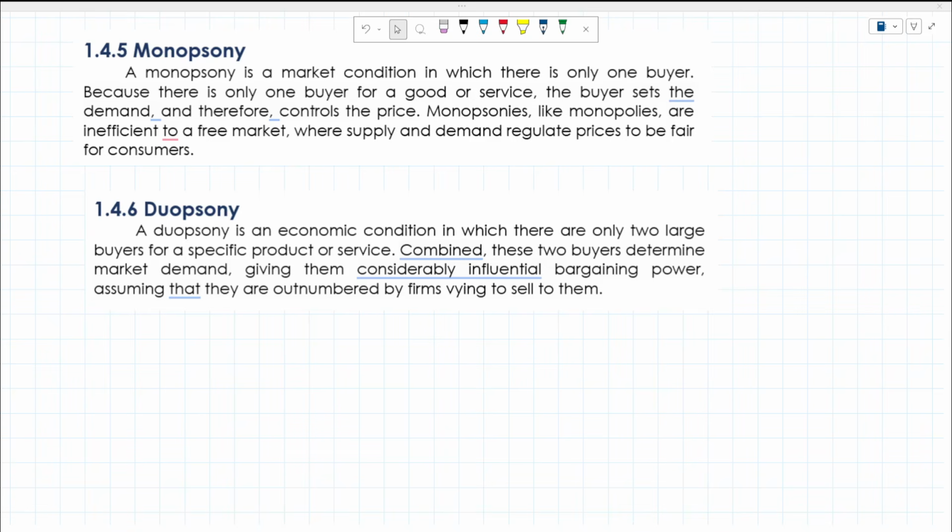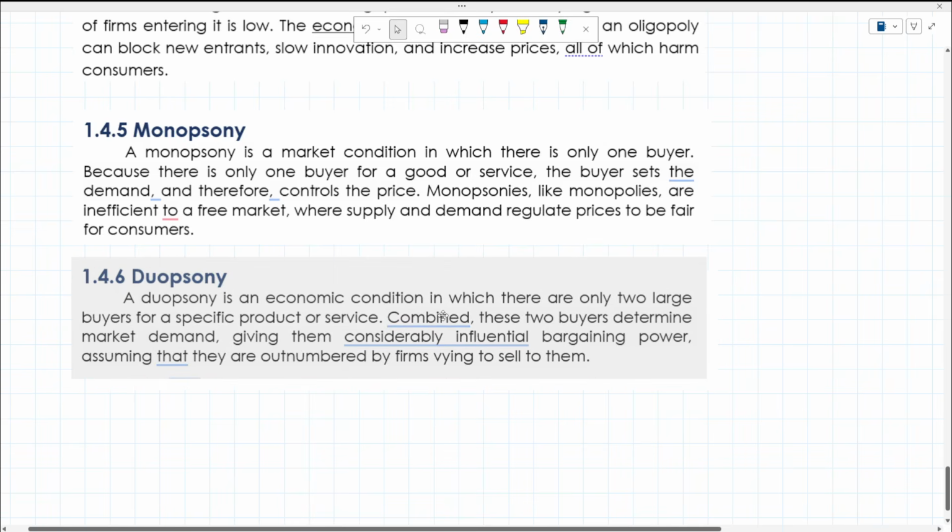Duopsony in the case of aircrafts. Yun nga, yung Airbus tsaka Boeing. Sila yung dalawang nagpo-provide lang ng aircraft sa mga iba-ibang airlines. Okay? So, ayun, even if oligopoly yung airlines, nauutakan pa rin sila dahil dalawa lang yung nagbebenta ng eroplano eh. So, wala sila magagawa. Okay. So, anyway, mahirap magbigay ng duopsony eh kasi hindi siya common.